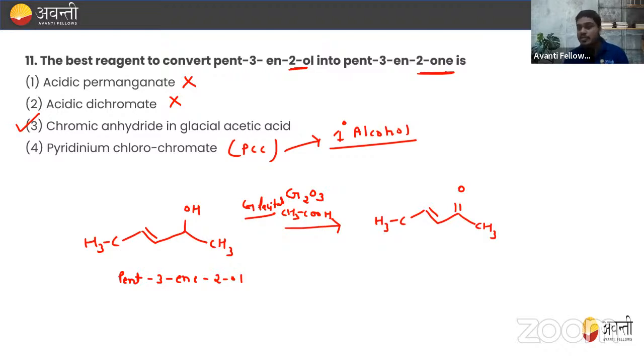So we know that PCC is used to stop at the aldehyde and ketone level only. So we can think about PCC. But if we want to convert secondary alcohol into ketone, then the better reagent is chromic anhydride. Instead of this secondary alcohol, if we have primary alcohol, then we can use PCC. But here we have a secondary alcohol. And for the secondary alcohol, the better reagent for the conversion into ketone is chromic anhydride in glacial acetic acid. So just as simple as that. ठीक है? समझ आया?